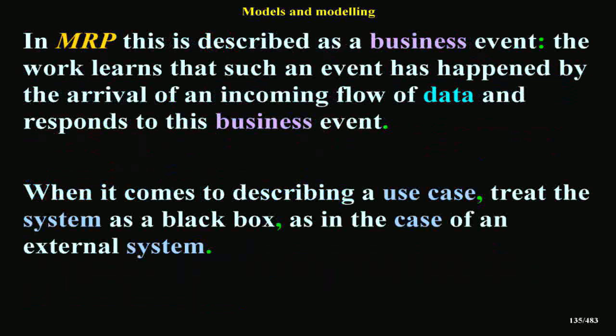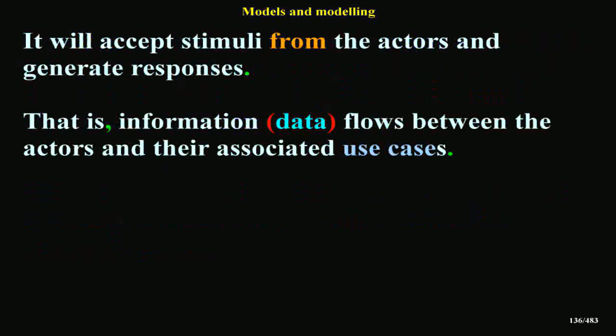The work learns that such an event has happened by the arrival of an incoming flow of data in response to this business event. When it comes to describing a use case, treat the system as a black box, as in the case of an external system. It will accept stimuli from the actors and generate responses. That is, information data flows between the actors and their associated use cases.